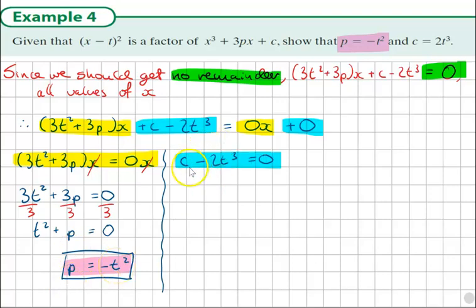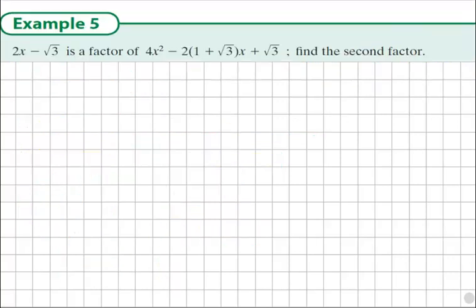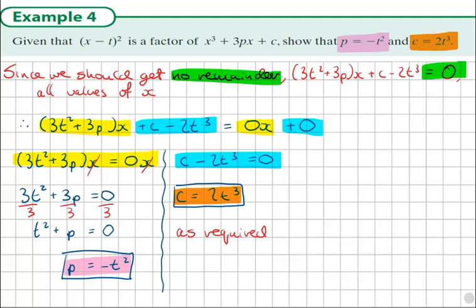So then putting like to like, we get c is equal to positive 2t cubed, which is what we were asked to show. So c is equal to positive 2t cubed. All we did there was carry the minus 2t cubed over the equal sign to become positive. As required.